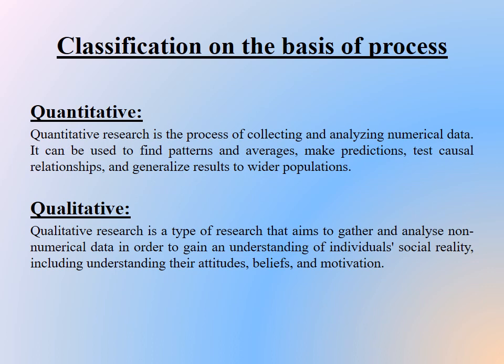Classification on the basis of process. We have two, quantitative and qualitative. Quantitative research is the process of collecting and analyzing numerical data. It involves numbers. Next is qualitative. Qualitative research is a type of research that aims to gather and analyze non-numerical data. Here numbers are not involved and not studied. Rather, we'll talk about attitude, belief and motivation.